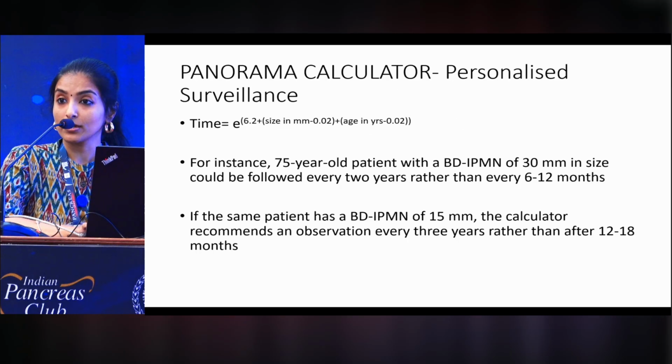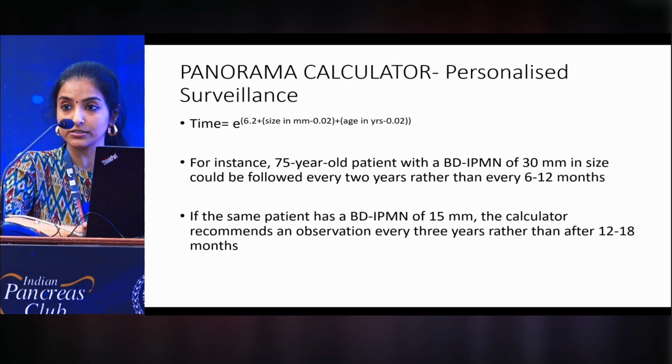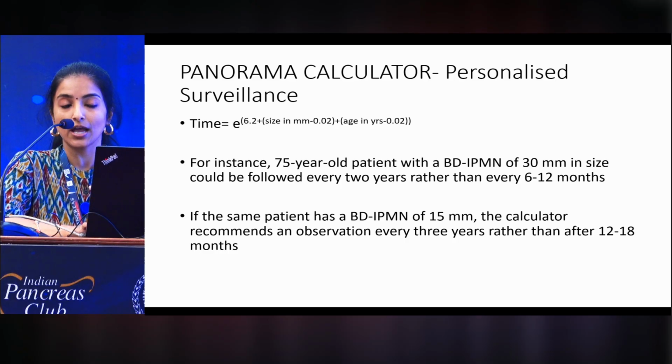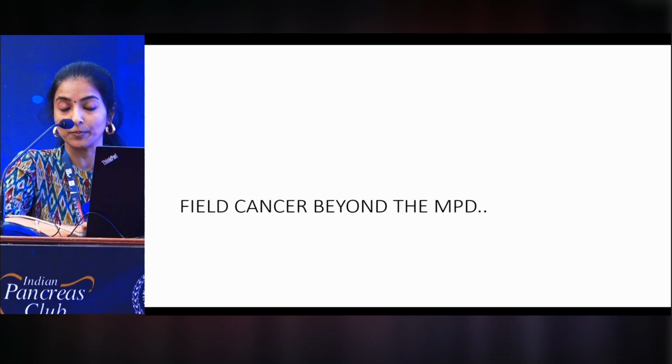There's actually another online calculator that's just come up, which tries to include the patient's age as well. You factor in the patient's age and the size, put it in, and it tells you how frequently you need to keep them on surveillance. A 75-year-old with a 30 mm cyst may need to be on surveillance every 6 to 12 months, but if it's just a cyst size of 15 mm, then we could do it at 12 to 18 months.